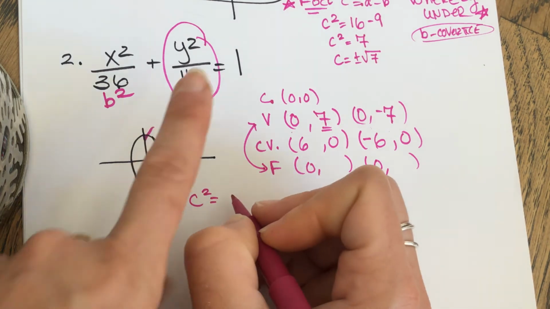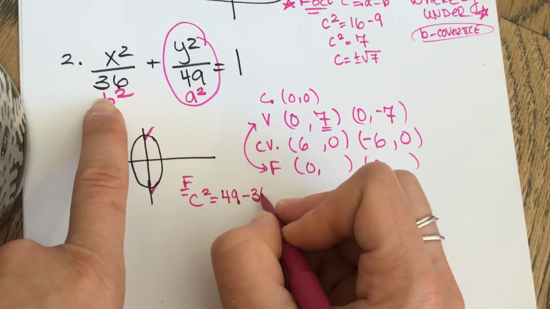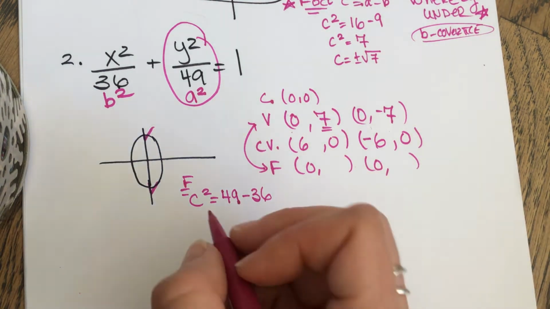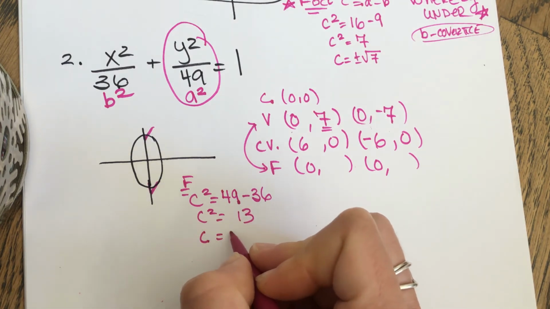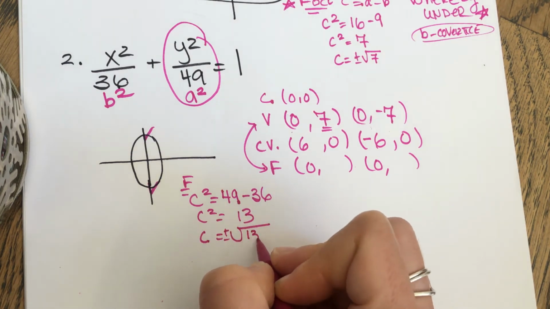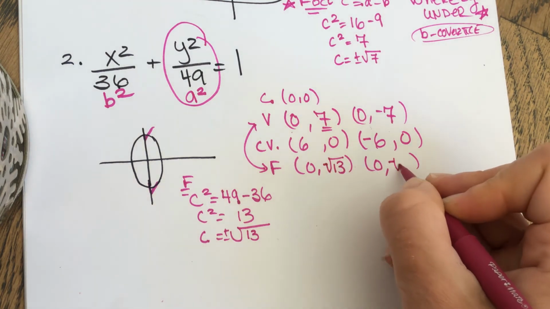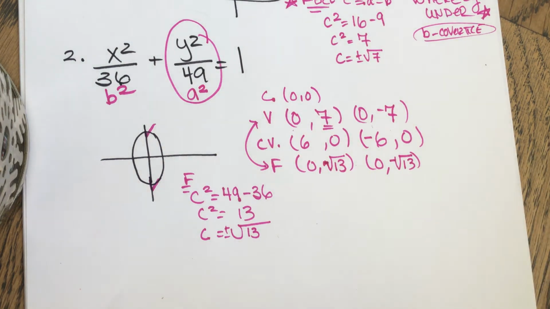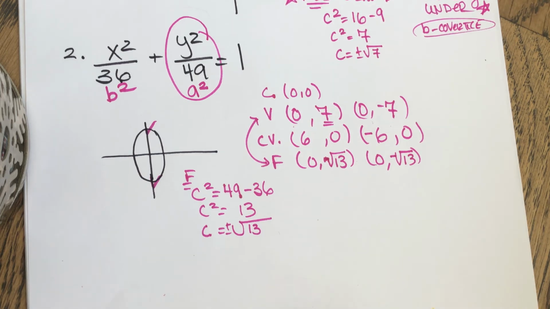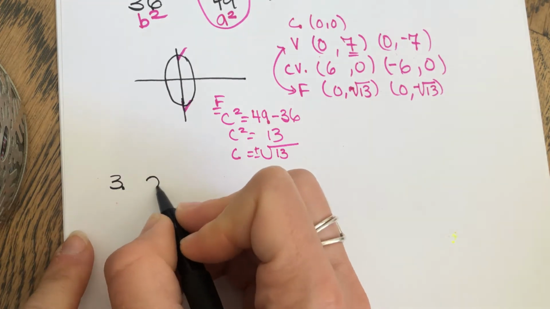C squared equals a squared, 49, minus b squared, 36. C squared equals 13. So that means c is going to be plus and minus radical 13, so radical 13 and negative radical 13. They both look like negatives, yikes. Done. A little quicker because it's a little better explained, probably. All right, let's take a look at one more example because you're going to see something like this.